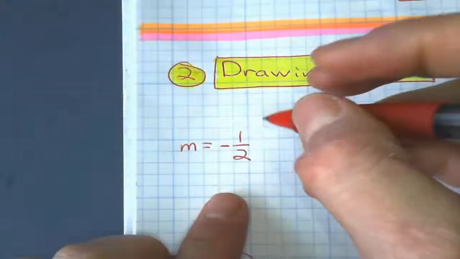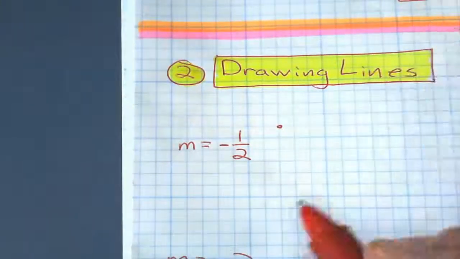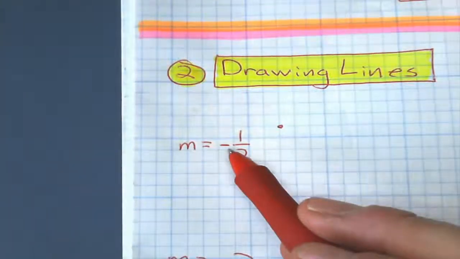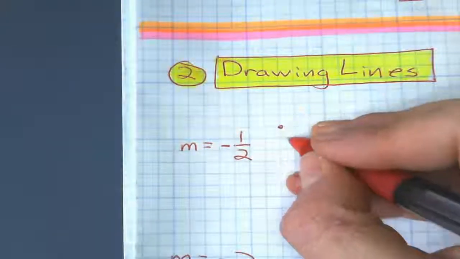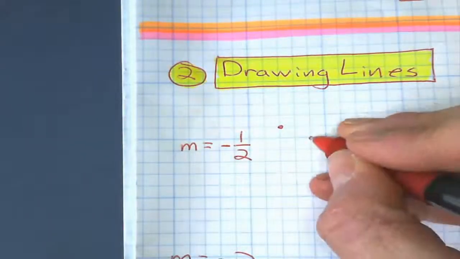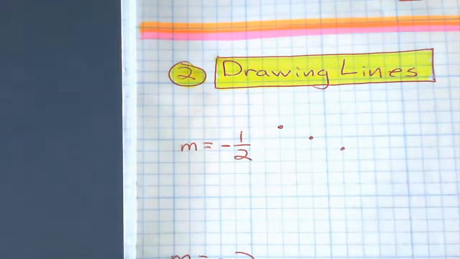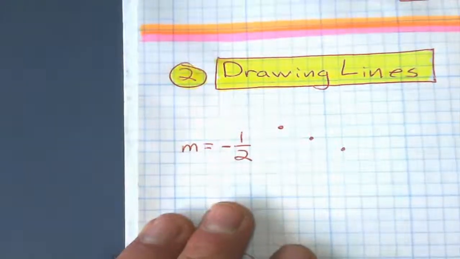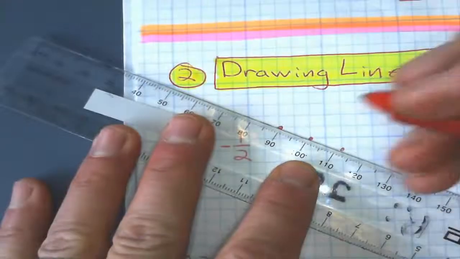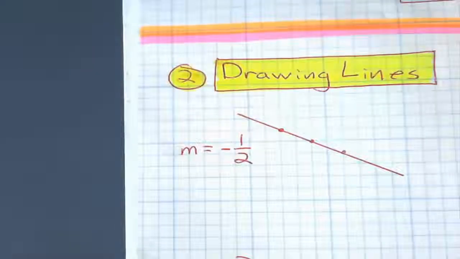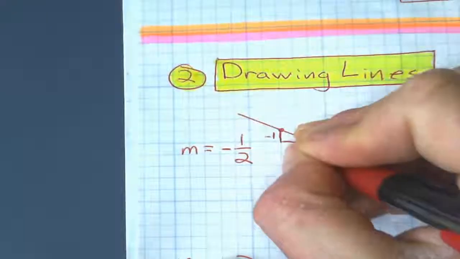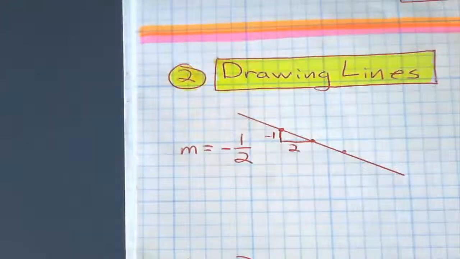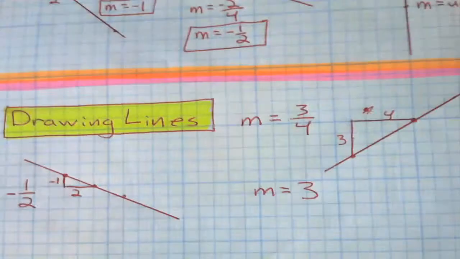Negative 1/2. Pick a point, and I want you to be able to read what that gradient means. Negative means down 1 over 2. Down 1 over 2. You can do it again. Down 1 over 2, because lines have a constant gradient. Rule it up. And that's down 1 over 2. And our run will always be positive. Lines have constant gradients.